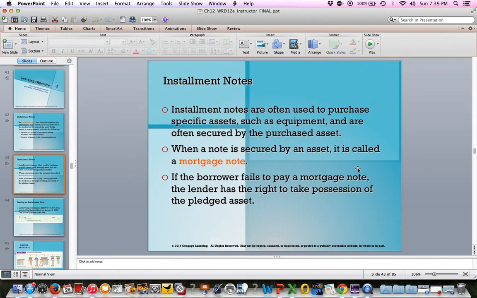Installment notes are often used to purchase specific assets, such as equipment, often secured by that purchased asset. When a note is secured by an asset, it's called a mortgage note. If the borrower fails to pay the mortgage note, the lender has a right to take possession of the pledged asset, basically as the protection for the lender is that they can seize that asset.